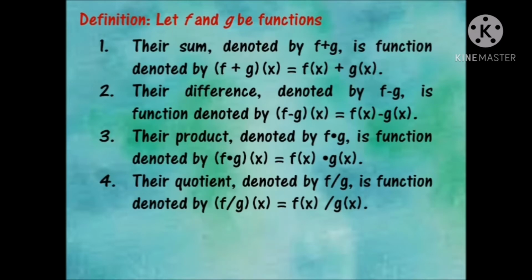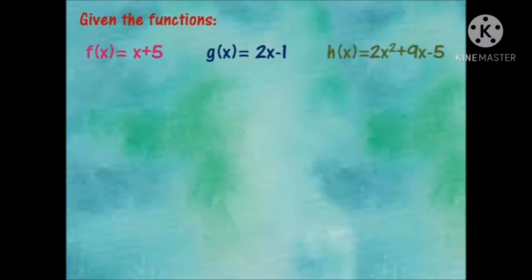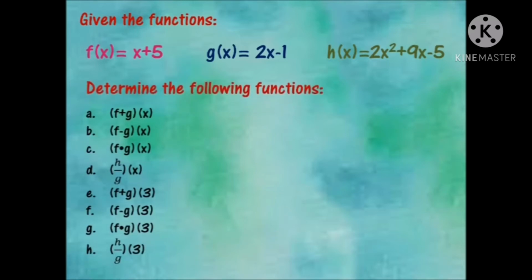So, medyo in-specific lang natin yung mga function na dinidenote natin dito sa ating definition. Okay, so given the functions, f of x is equal to x plus 5, g of x is equal to 2x minus 1, h of x is equal to 2x squared plus 9x minus 5. So, let's determine the following functions. Sagutin natin yung a, b, c, d, e, f, g, h na ito doon sa given natin na function na f of x, g of x, and h of x.